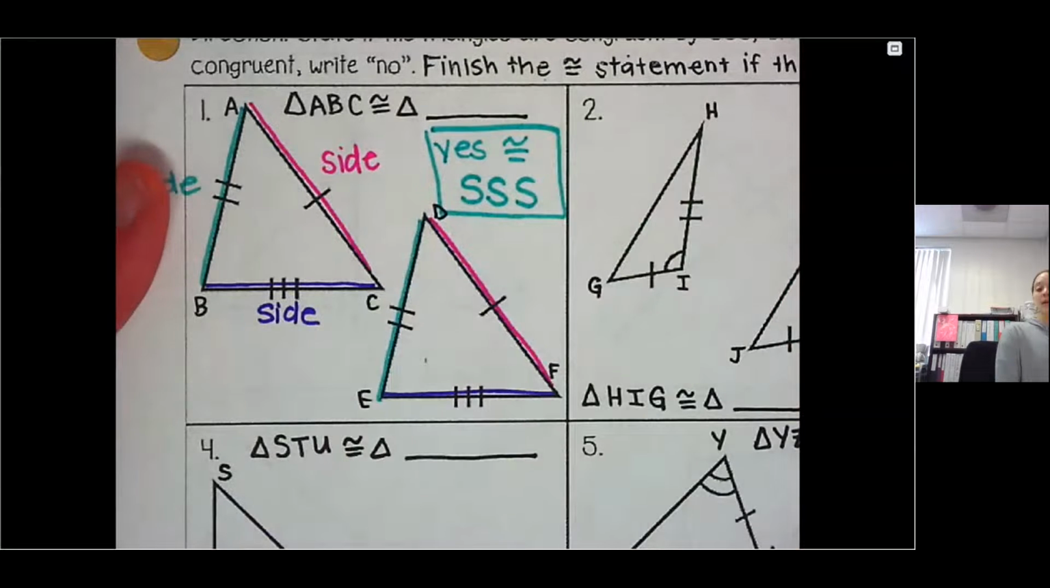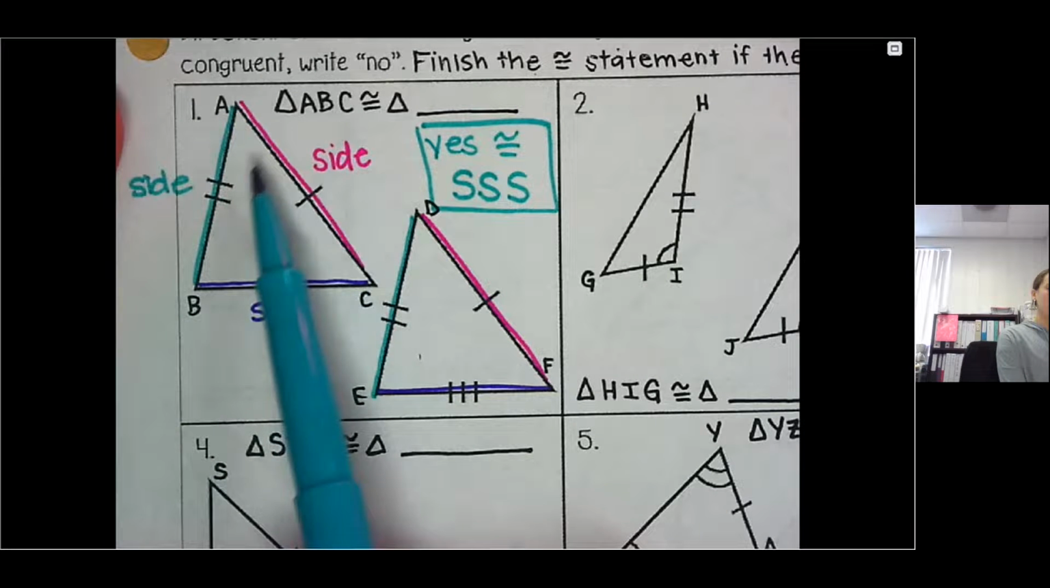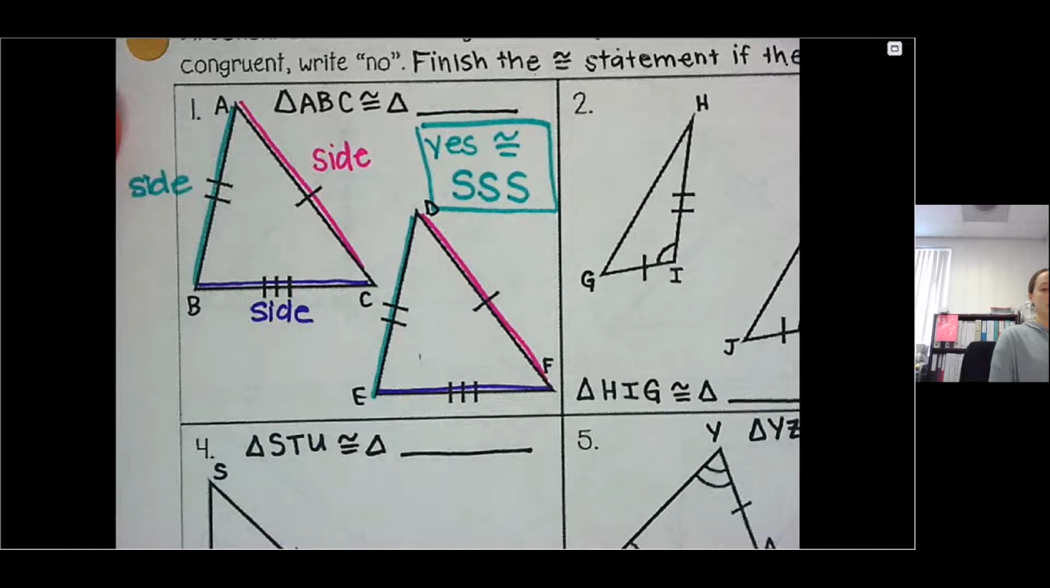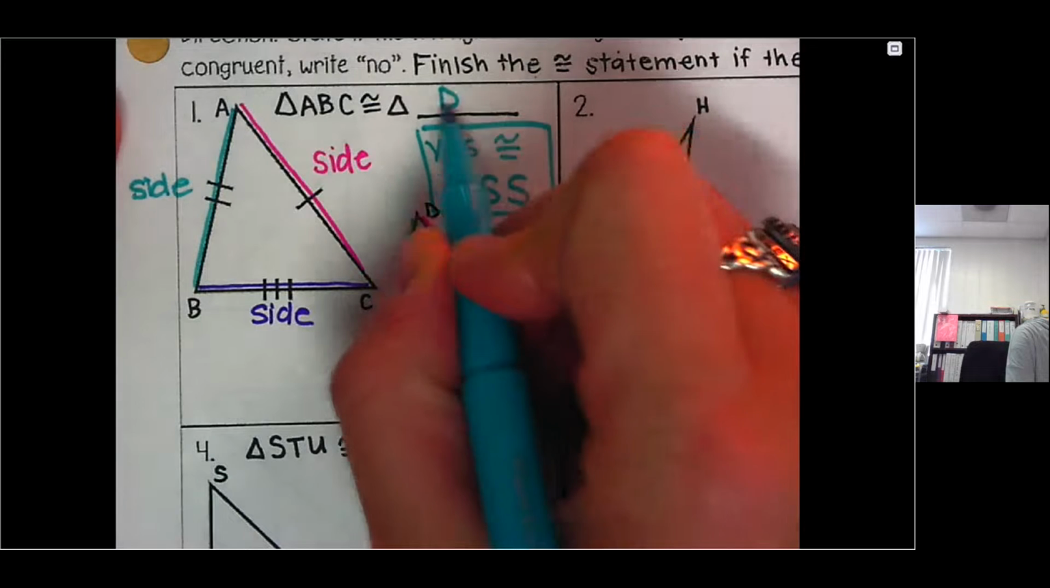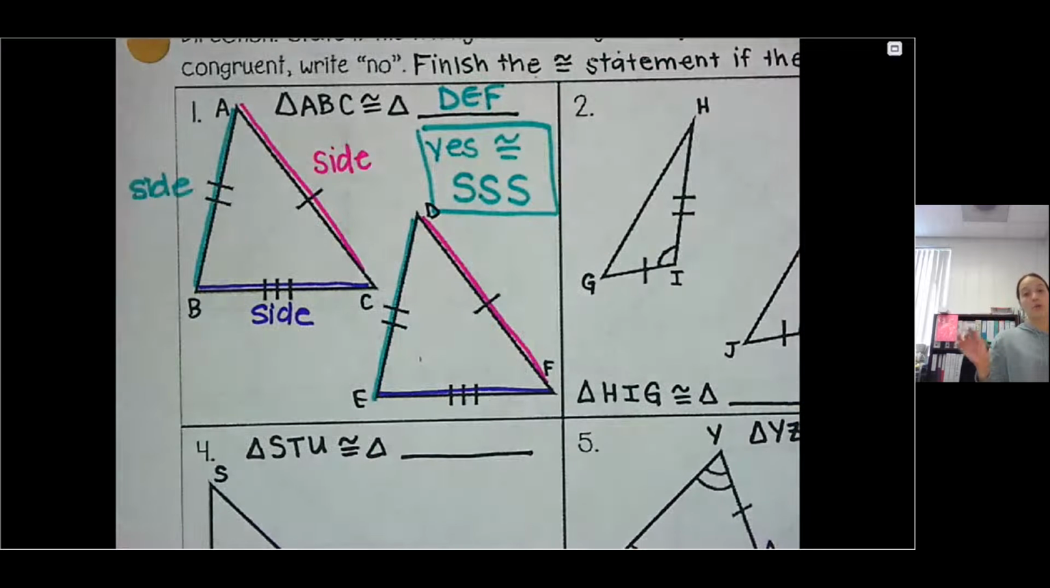And then the last part is you do have to name it in the correct order. So if I named this triangle on the left A, B, C, what do I have to name the triangle on the right in the same order? D, E, F. Good. And so it does have to be in the correct order. If it's not in the right order, it'll be marked wrong. This is the one time order matters. And that was it. Easy peasy?